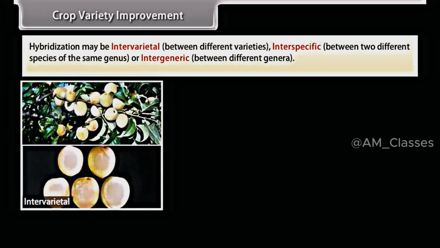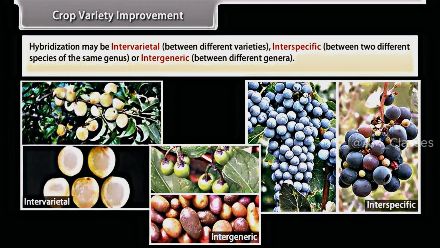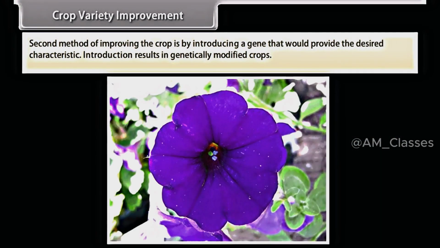Hybridization may be intervarietal between different varieties, interspecific between two different species of the same genus, or intergeneric between different genera. Second method of improving the crop is by introducing a gene that would provide the desired characteristic. Introduction results in genetically modified crops.